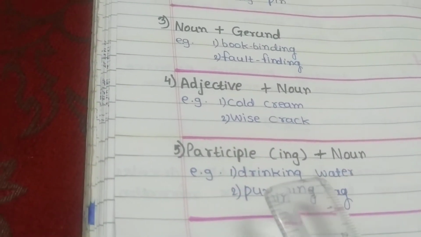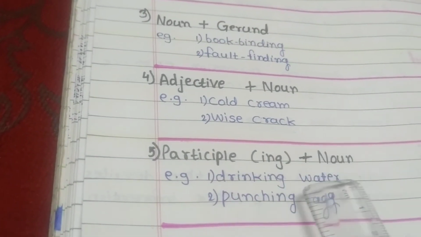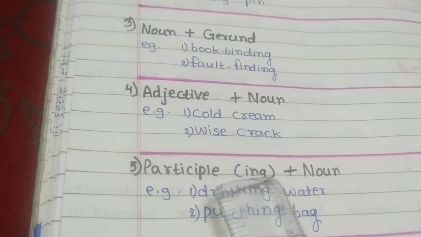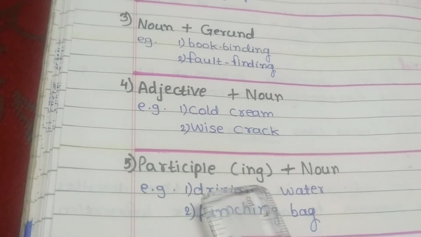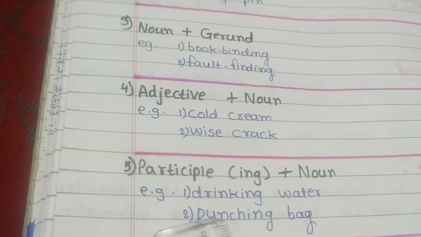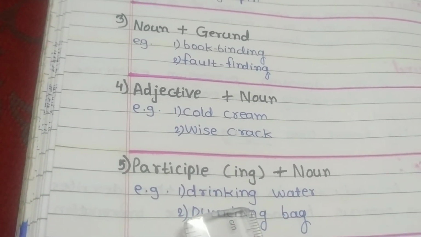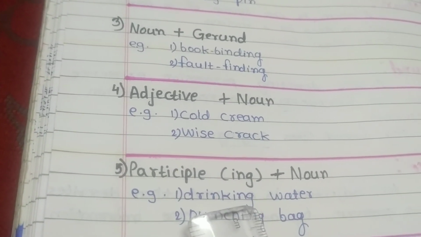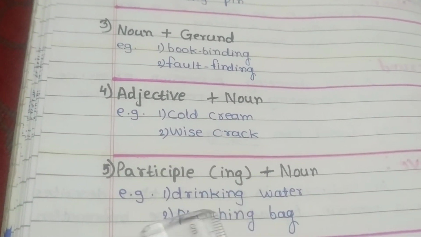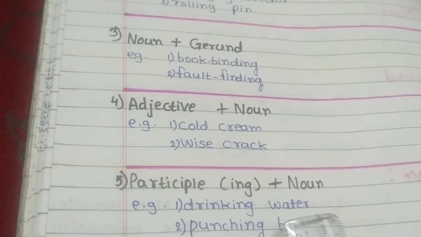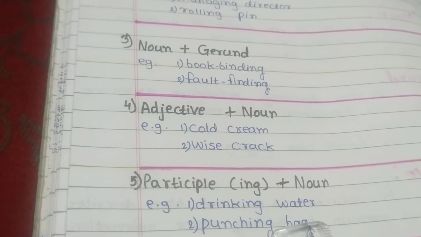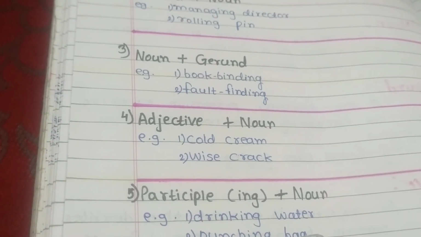Next is participle plus noun. Participle, in brackets ing form, plus noun. Example number 1, drinking water. Here drinking is a participle, drink plus ing. Drinking is a participle, water is a noun. When drinking and water came together, this compound word drinking water formed.